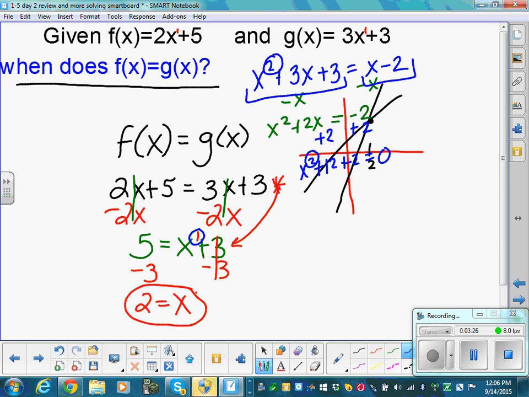So hopefully that helps many of you that had questions on, well, how many solutions am I going to have? Look at what the degree is, and when you simplify it, look at what the degree is, and then you can decide, okay, I'm going to still have 2 solutions or 1.